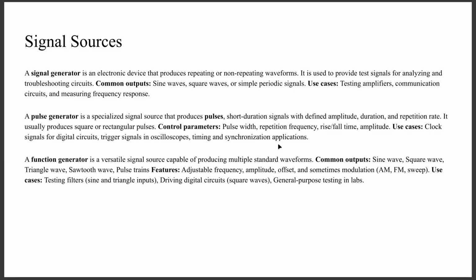A function generator is a versatile signal source capable of producing multiple standard waveforms. Common outputs include the sine wave, square wave, triangle wave, sawtooth wave, and pulse train. It features adjustable frequency, amplitude, offset, and sometimes modulation. It is used for testing filters, driving digital circuits, and general purpose testing in labs.